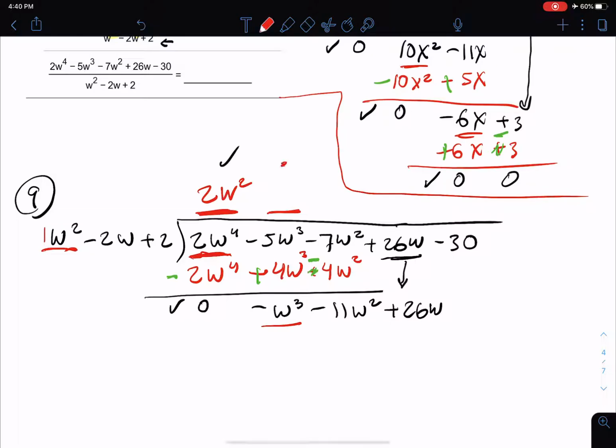So right here, what times w squared makes a negative? Well, we have to have a negative sign to make a positive into a negative, right? So negative times a positive is going to be negative. And we're also missing a w. So let's see if this works.